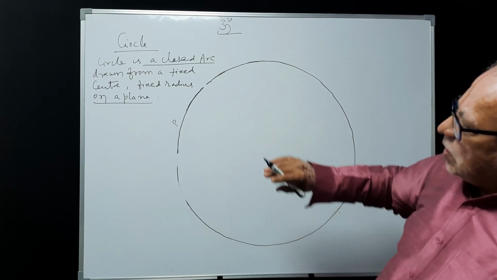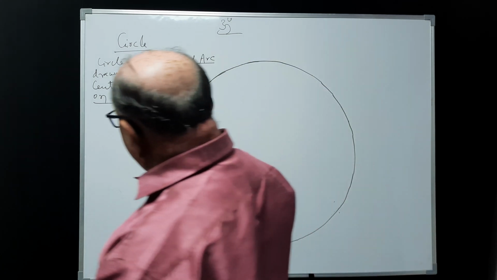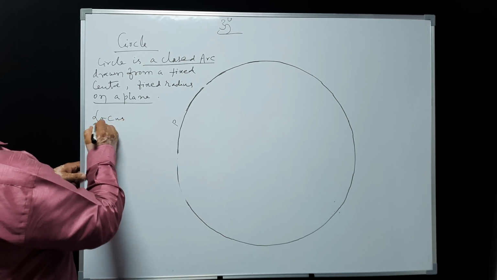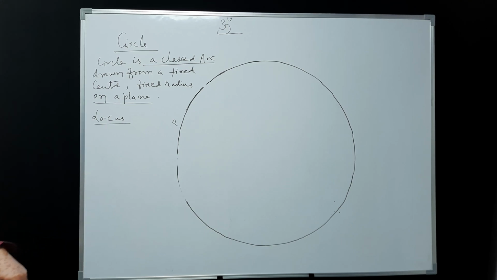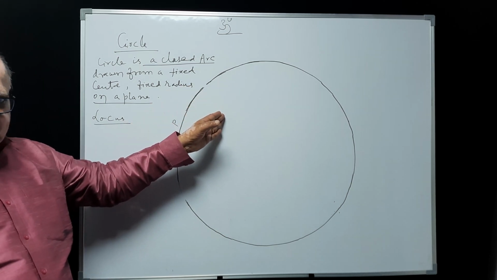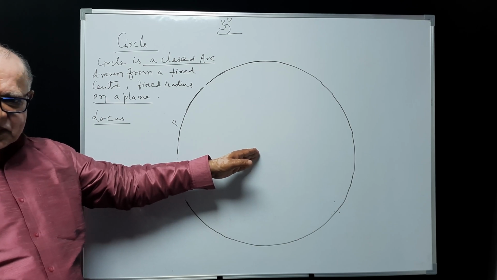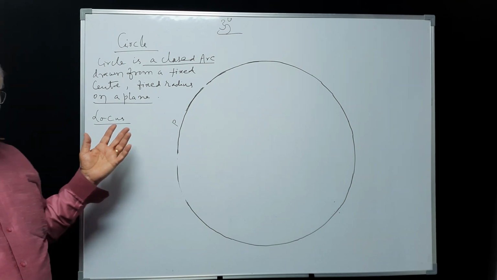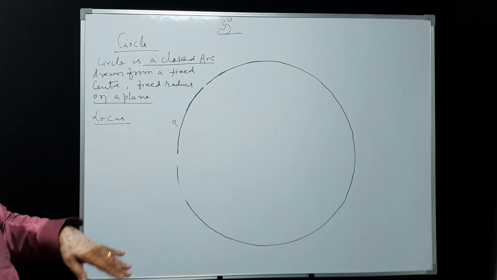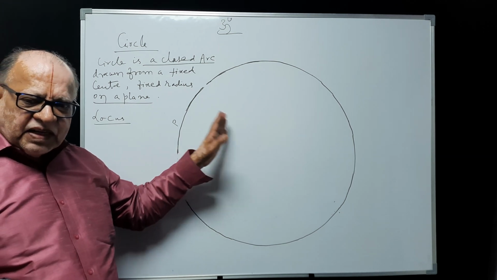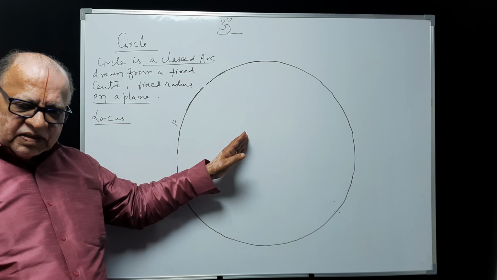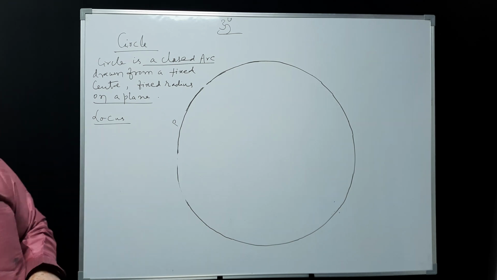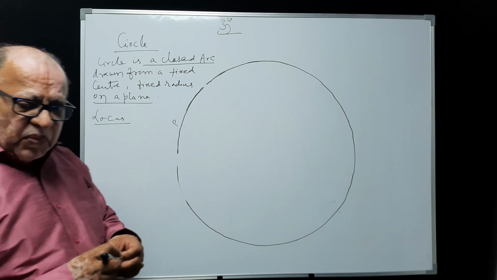Mathematically, the separate word used for path is locus. So locus is the path. Path of a moving point moving at equal distance from a fixed point, that is also called a circle. So locus of a moving point such that it is always at equal distance from a fixed point, drawn on a plane or covered by the moving point on a plane, is also a circle. So like this, we can define circle in many ways.